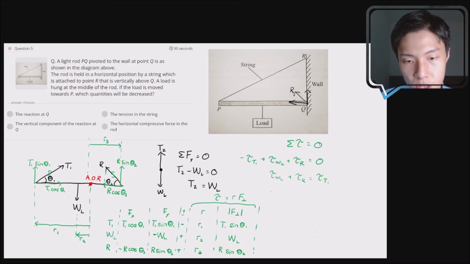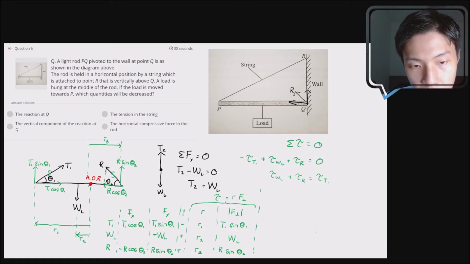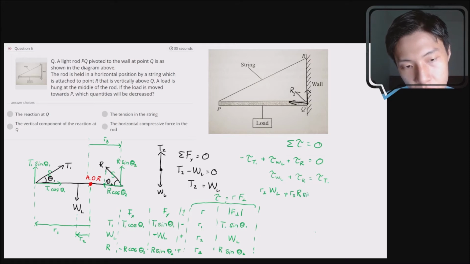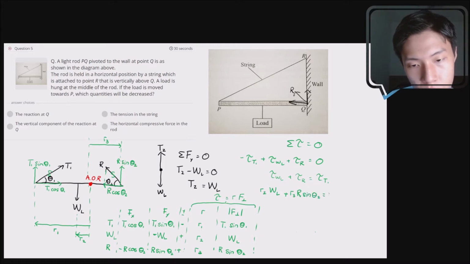So we just substitute the torque only, so it will be R2, weight of the load, plus R3, reaction force sine theta 2, equals to R1, tension 1, sine theta 1.